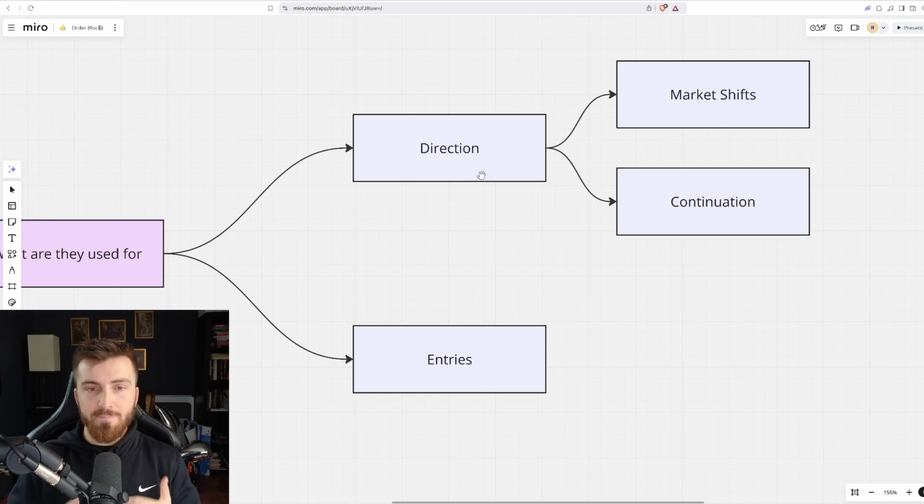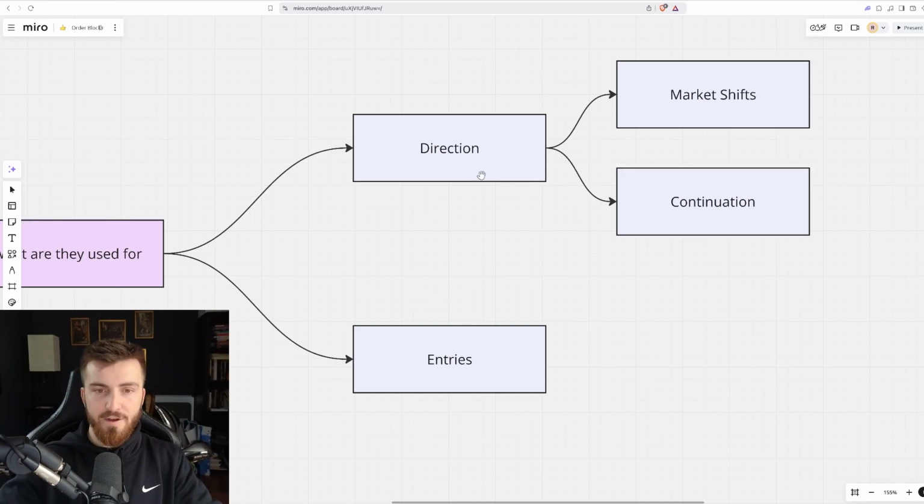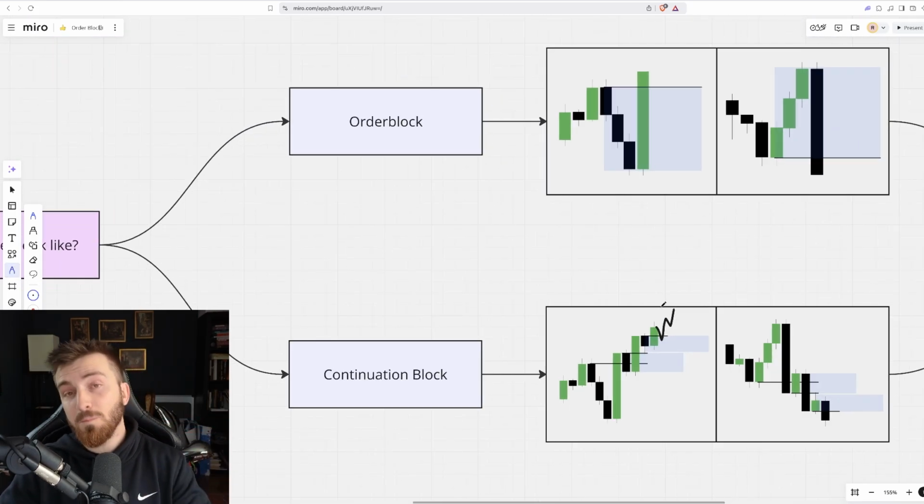Just like fair value gaps, when you see bullish order blocks being respected, meaning multiple fair value, multiple market shifts. So for example, let's say that this continues moving to the upside. What are the order blocks telling you? The bulls are taking control. That's what the order blocks are telling you. And that's why this tells you that the direction of the market is still bullish.